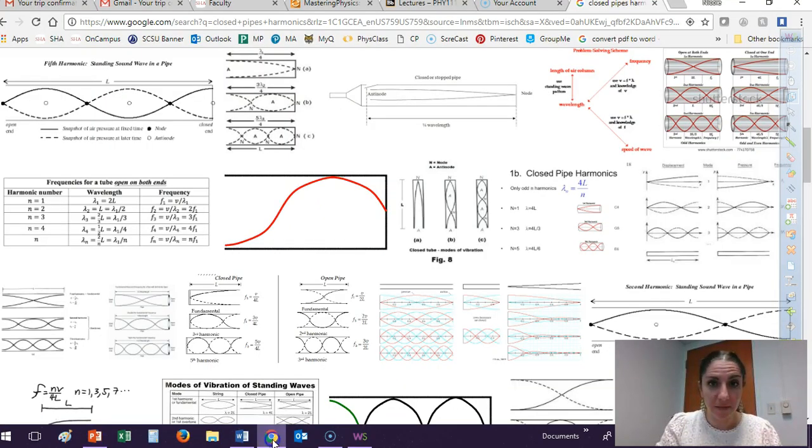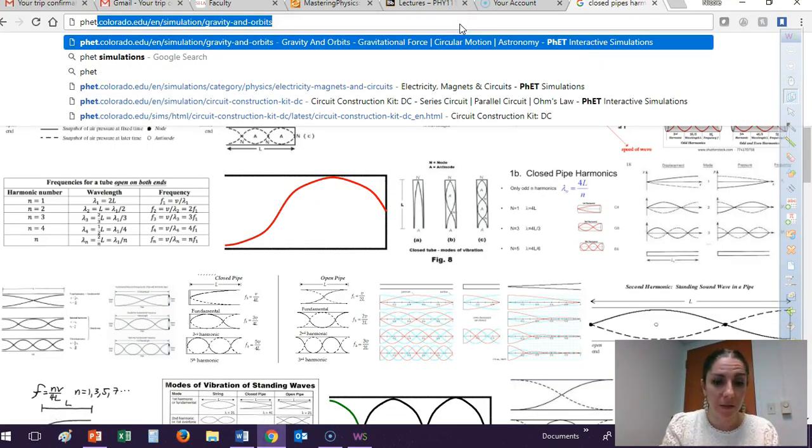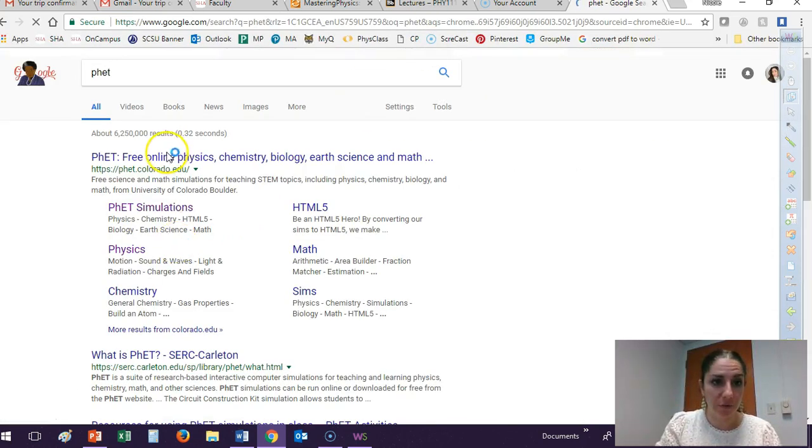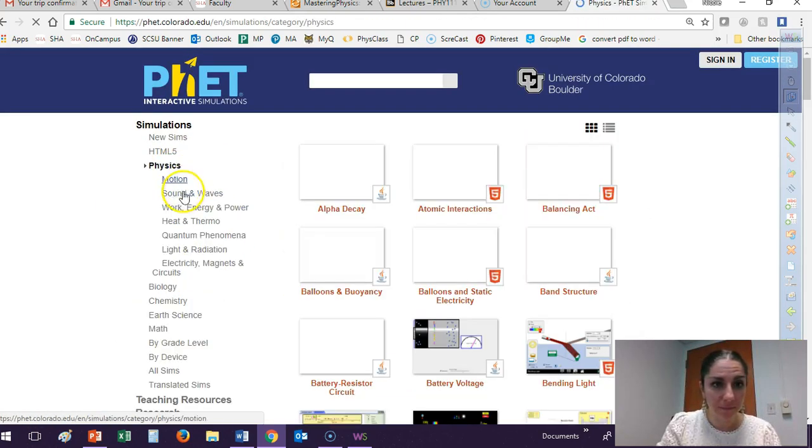In fact, I think the best way to do this is to show you this demonstration. You know how much I love these demonstrations. Go to physics, light.